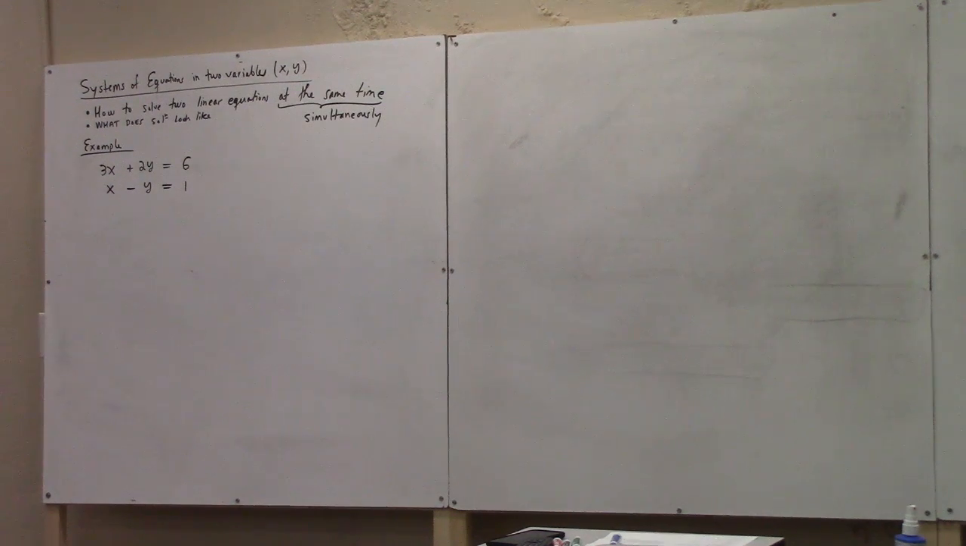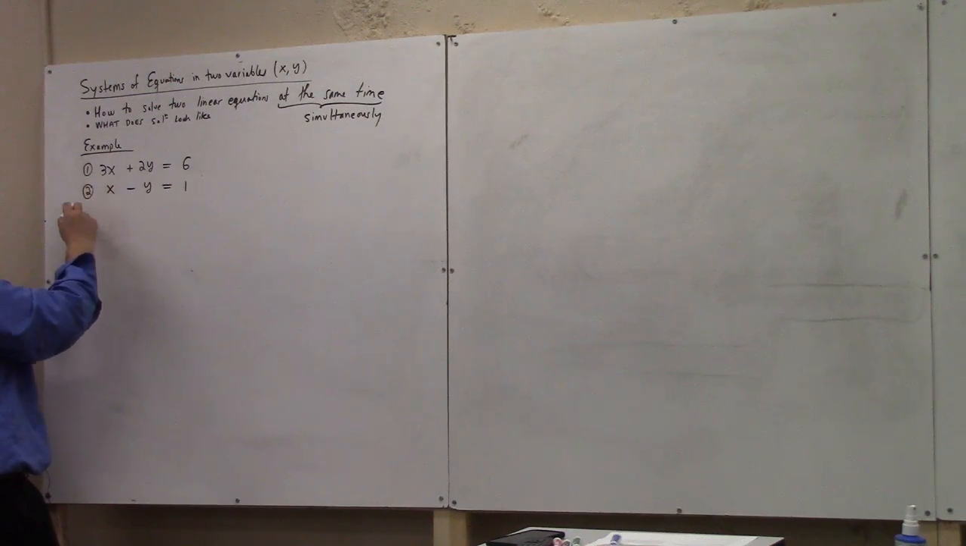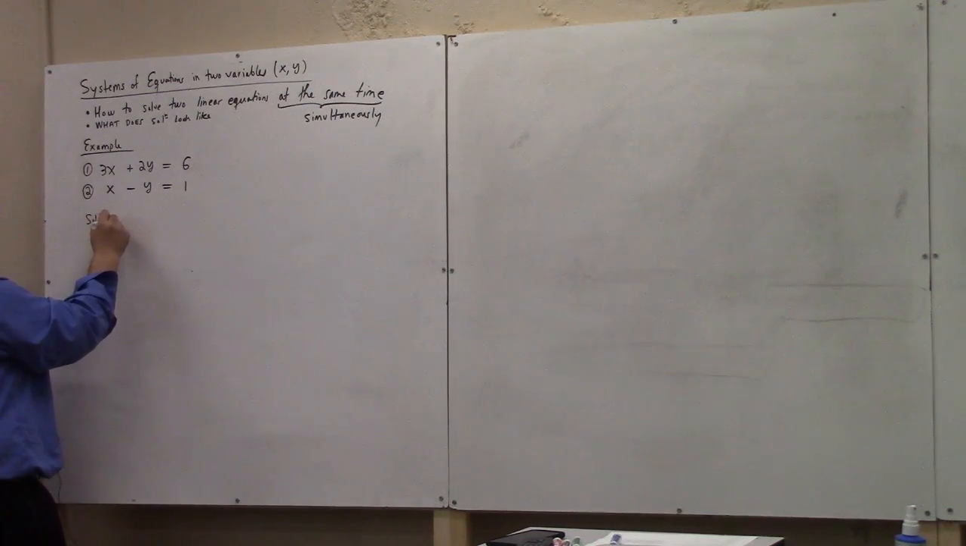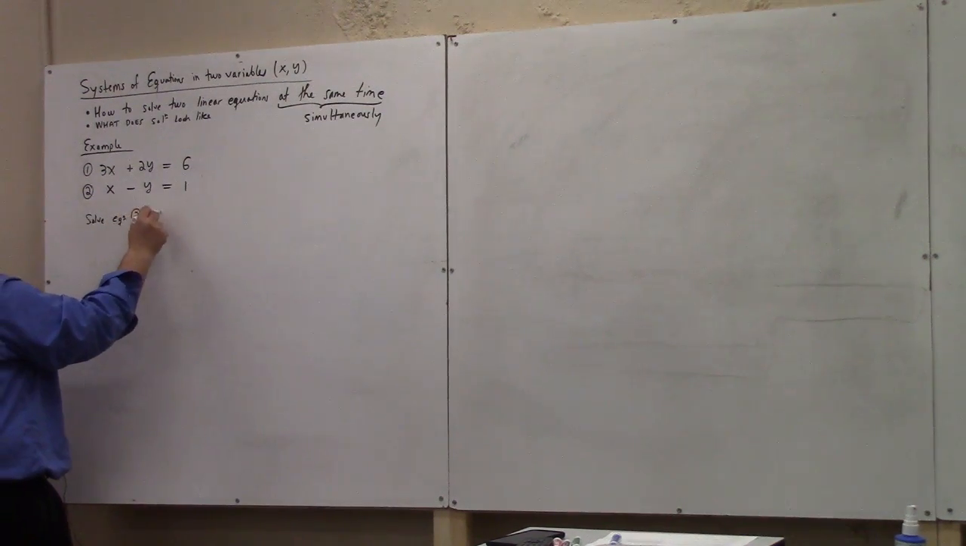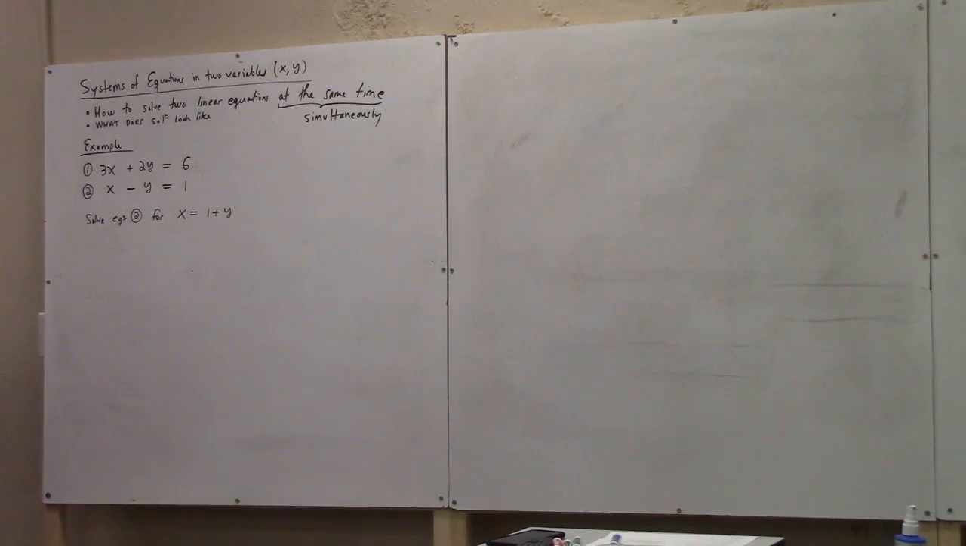Okay, so you guys, can you give me any advice? How should we solve this? Okay, so isolate one of the variables, which maybe the second equation would be good, right? So I'm going to number this equation 1 and equation 2, and I'm going to solve equation 2 for x equals 1 plus y. And then what do you want to do next? I'll put you in the driver's seat.